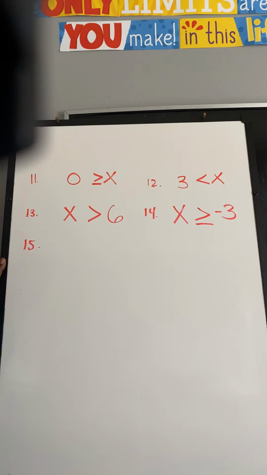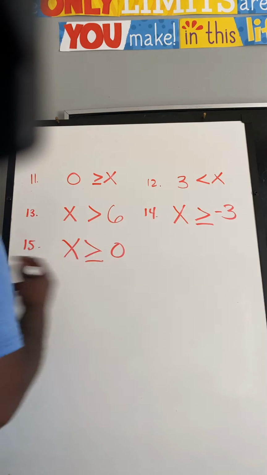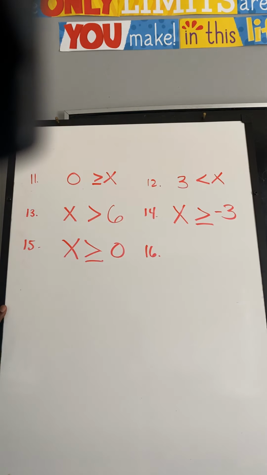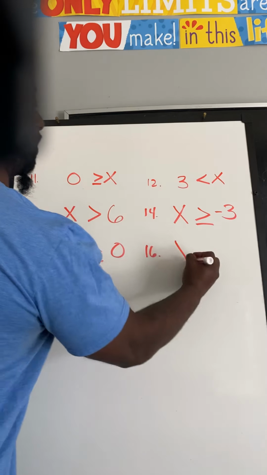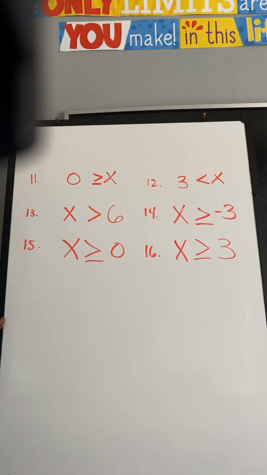15. Go to the number 0. Shading to the right. Closed circle. Number 16. Go to the number, shading to the right. The number is 3. It's shading to the right, and it's a closed circle.